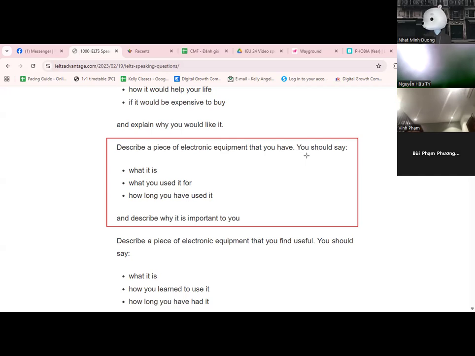I often use it for my study, and in my free time, I often use it to listen to music or chat with my friends, and sometimes I use it to connect with my friends who live far from me, and I often use it from 5 to 6 hours a day. I think it is very necessary for me, so it's my best choice if I choose an electronic equipment that I have.